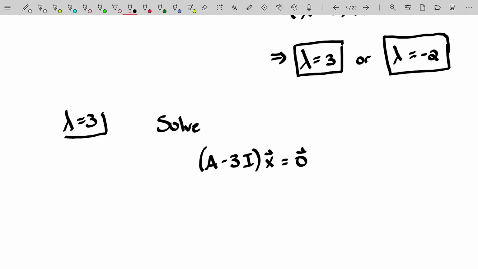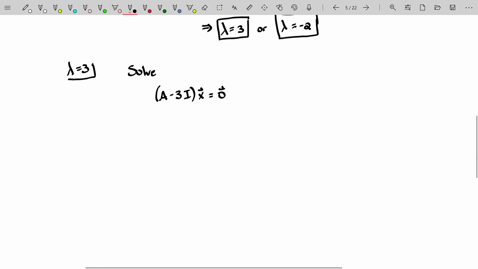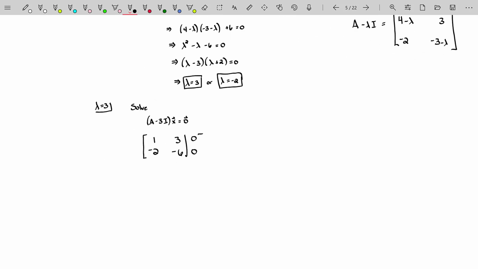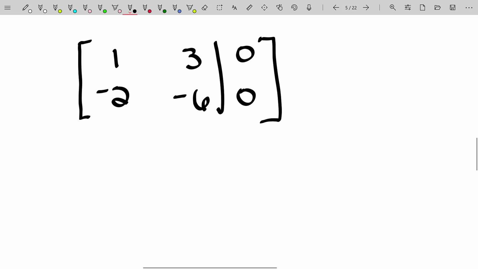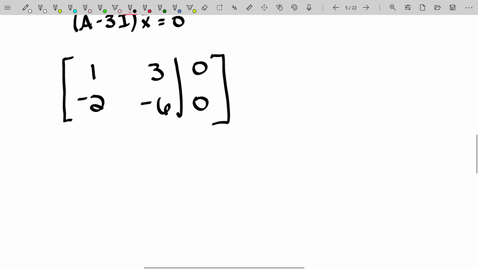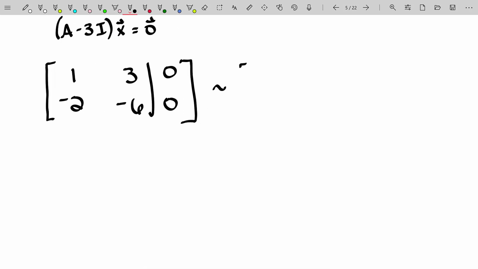Now, I totally know that X equals 0 is a solution of this. It will always be a solution of all of these homogeneous equations because the trivial solution is always a solution of a homogeneous equation. However, since eigenvectors cannot be zero vectors, we have to find the non-trivial solutions of this equation. Putting this in an augmented matrix, you can easily see that row 2 is a multiple of row 1. So this augmented matrix is equivalent to that augmented matrix. And when I say equivalent, I mean row equivalent.